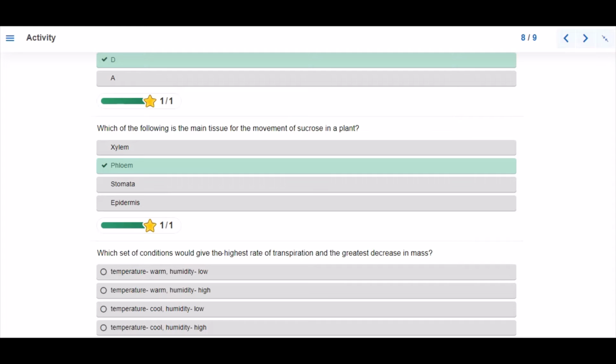Which set of conditions would give the highest rate of transpiration and the greatest decrease in mass? That will be warm temperature and low humidity. Let's check. Correct. So that will be all for now.